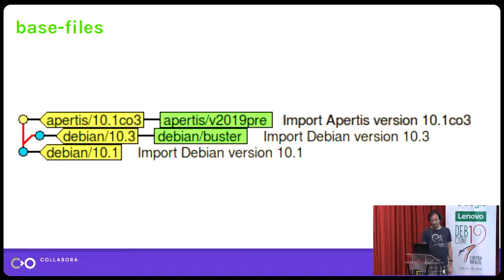With base files it's slightly different. Base files is a native package, so there's no upstream branch. And it branches out like that because we're still using the previous version of base files, not the one we have in Buster. So there's a bit of diversion and it hasn't been merged yet.